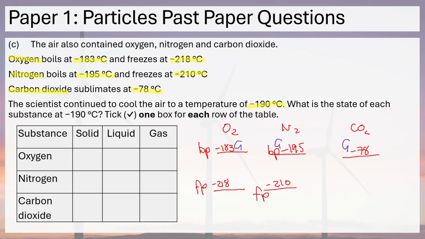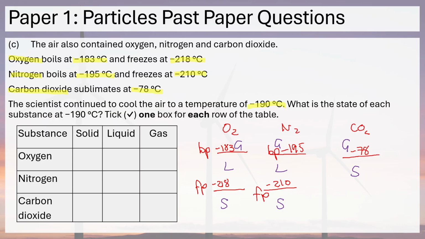Between the freezing and boiling point, you're going to be a liquid. And then once you've frozen, you become a solid. And then carbon dioxide already goes straight to solid. So that's what's happening. Now let's have a look at what happens at minus 190 degrees.